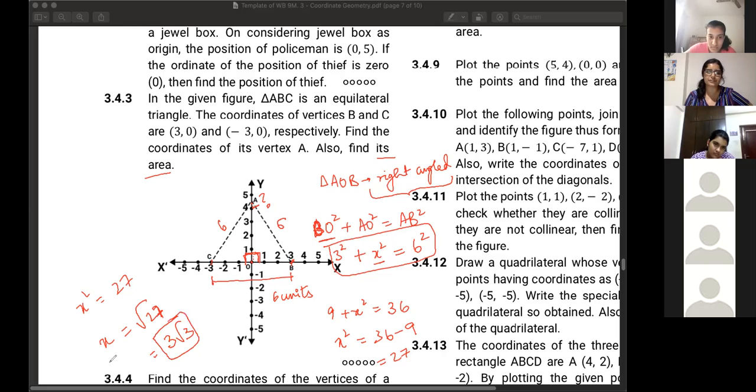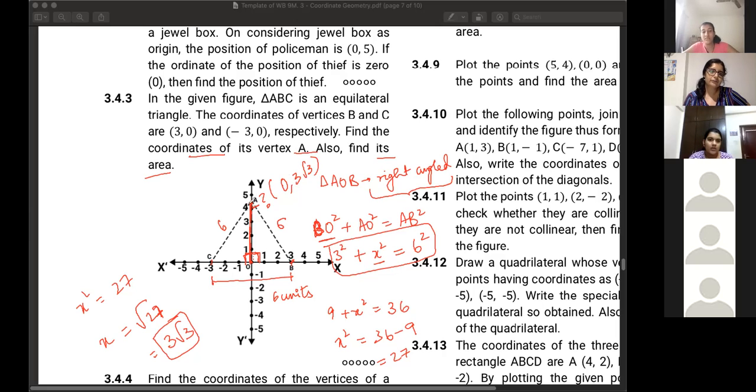Okay. So the coordinate of A will be what? So this 3 root 3 is the length of AO, right? So from here to here, this one is going to be 0, comma 3 root 3. 0, 3 root 3 is correct. Okay. So this is the coordinates of vertex A.